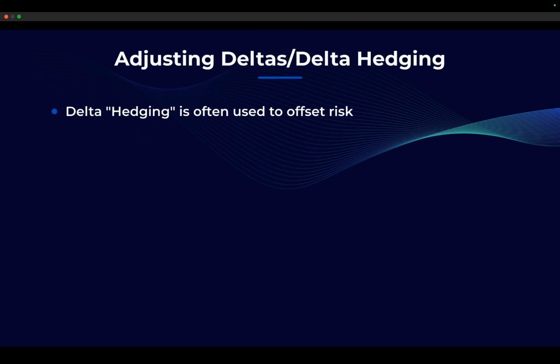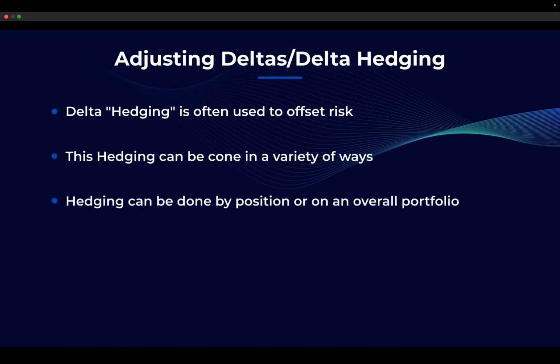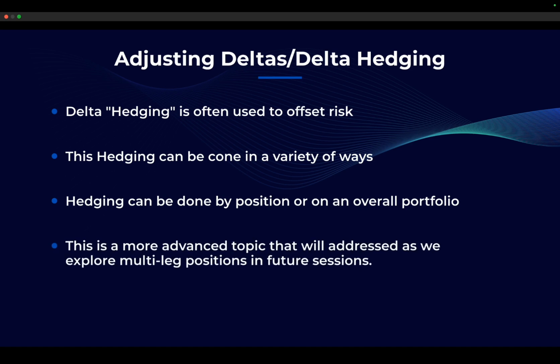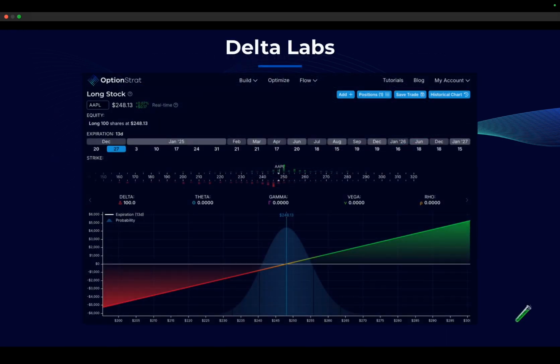So, adjusting deltas and delta hedging. Delta hedging is often used to offset risk. The hedging can be done in a variety of ways, and it can be done on a position-by-position basis or an overall portfolio basis. Now, this whole process of delta hedging is a little bit of a more advanced topic, and we will get into that further down the road as we get into multi-leg positions in future sessions. So I do want to do a quick lab session here just to show how delta hedging works.